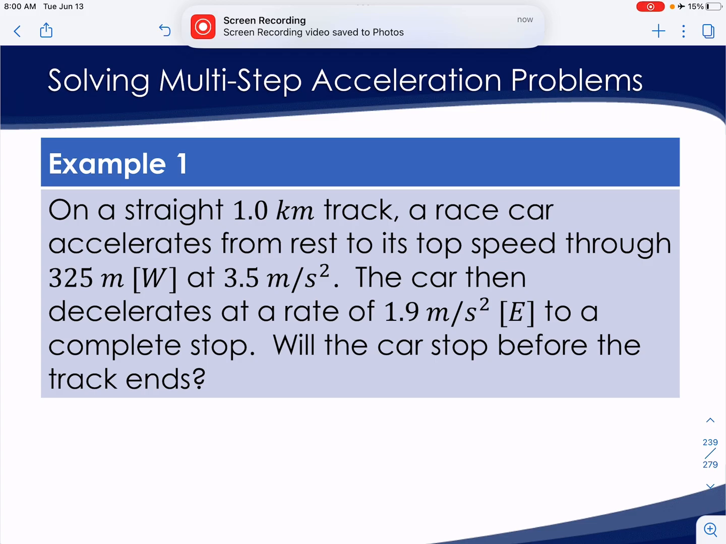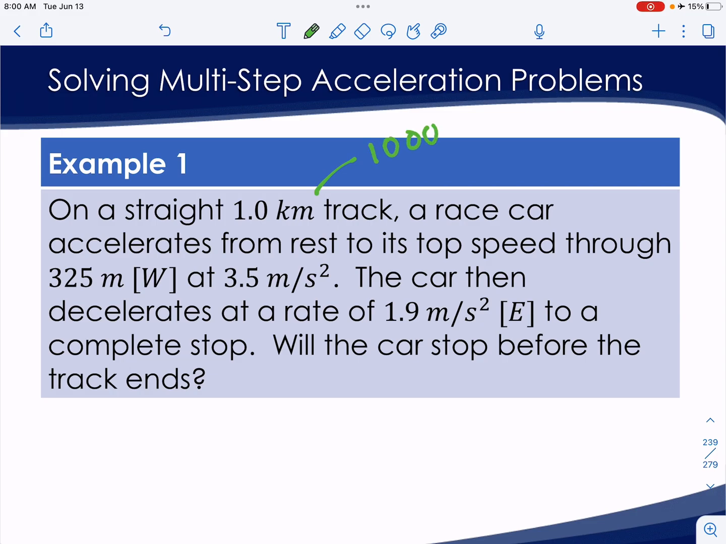On a straight 1 kilometer track. Now, what is 1 kilometer? A kilometer is much larger than a meter, and so we know that 1 kilometer is 1,000 meters. Always check that.